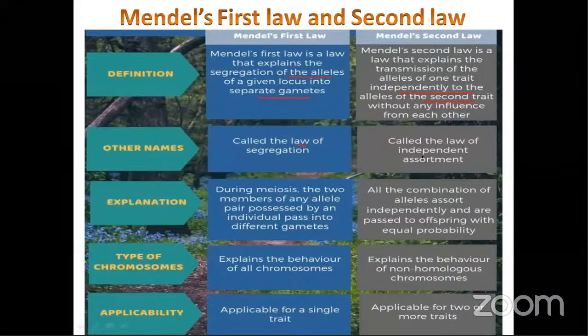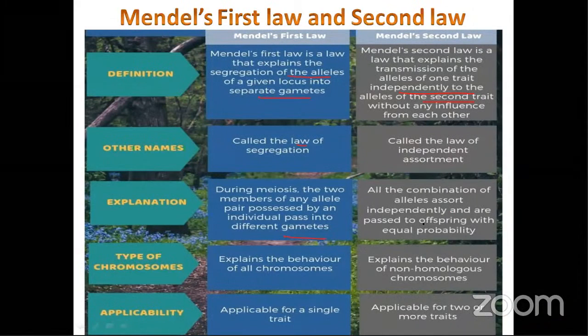The second is called the law of independent assortment, and the explanation is that during meiosis the members of an allele pair pass on to different gametes. Meaning, out of the allele pair, only one of the alleles will be passed on to a particular gamete, not both. A gamete can never carry both alleles, always only one. And they do not contaminate each other. That is the basic thing.